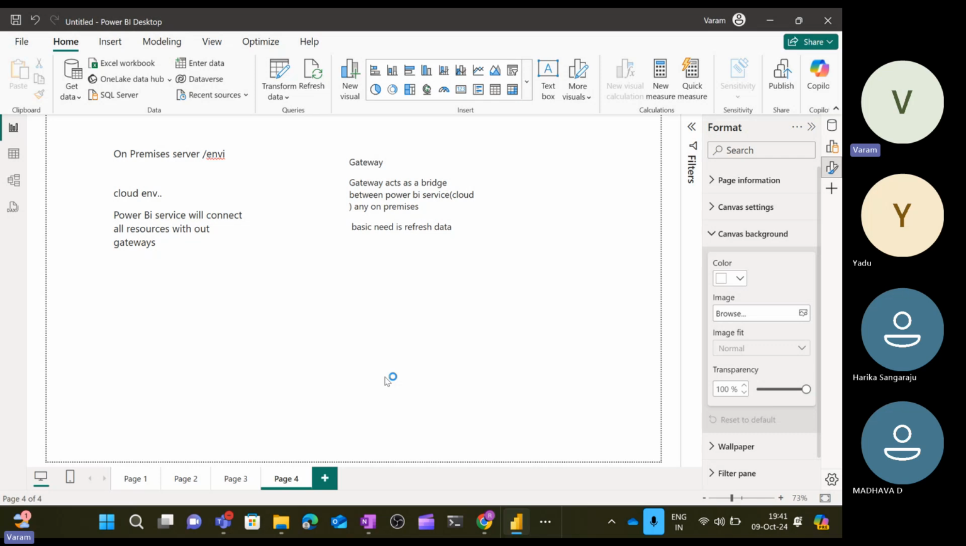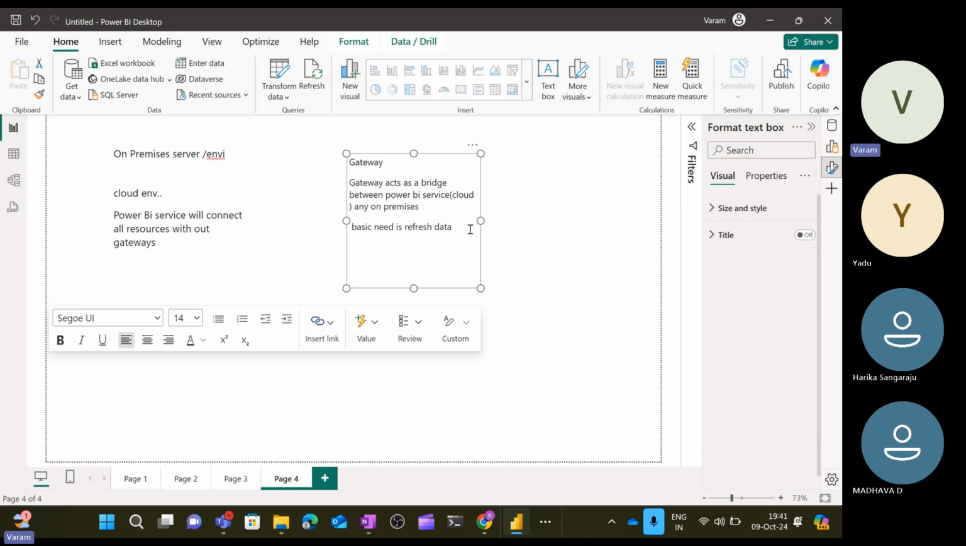If I publish it, you don't refresh automatically. You have to schedule it. You have to refresh that. To connect in the cloud environment, you need a gateway there. So it acts as a bridge between cloud and on premises. Remember, only for on premises, you need a gateway. For cloud to cloud, you don't need any gateway.